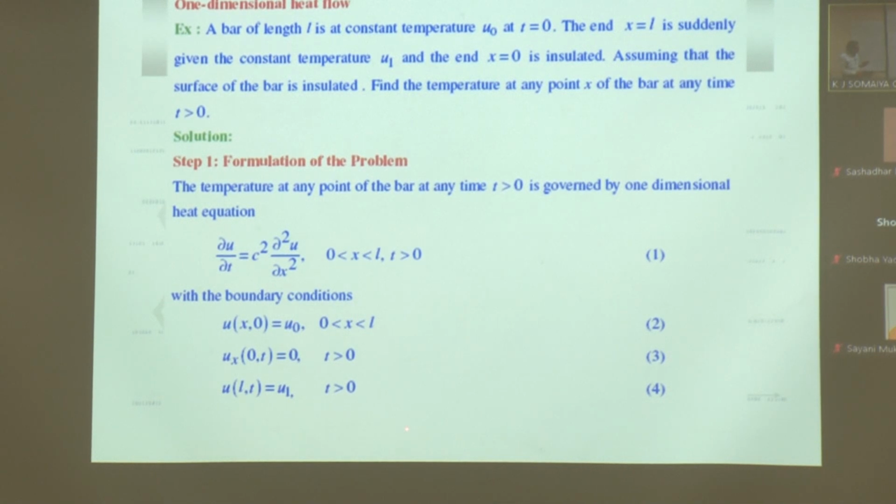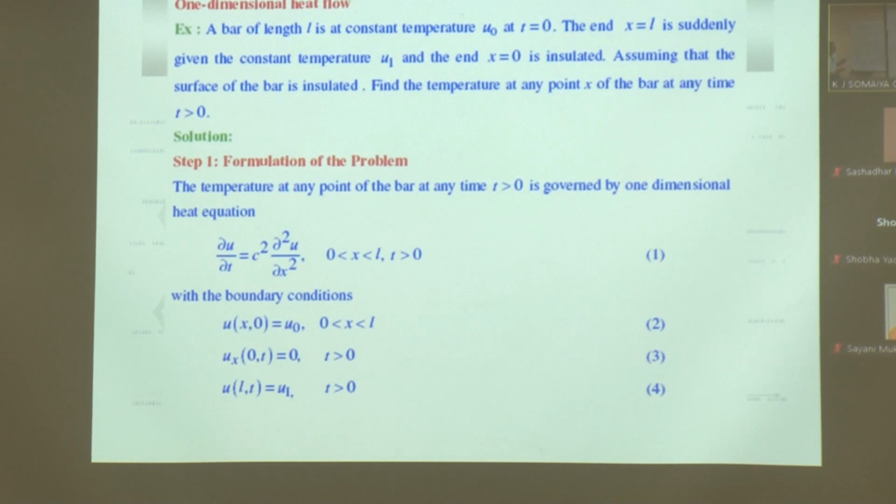What is the second condition? The initial temperature of the rod is U naught, and at t equals 0, u is equal to U naught. So the initial temperature means here u is a function of x and t, so whenever t is 0, u is U naught, for all x varying from 0 to L.